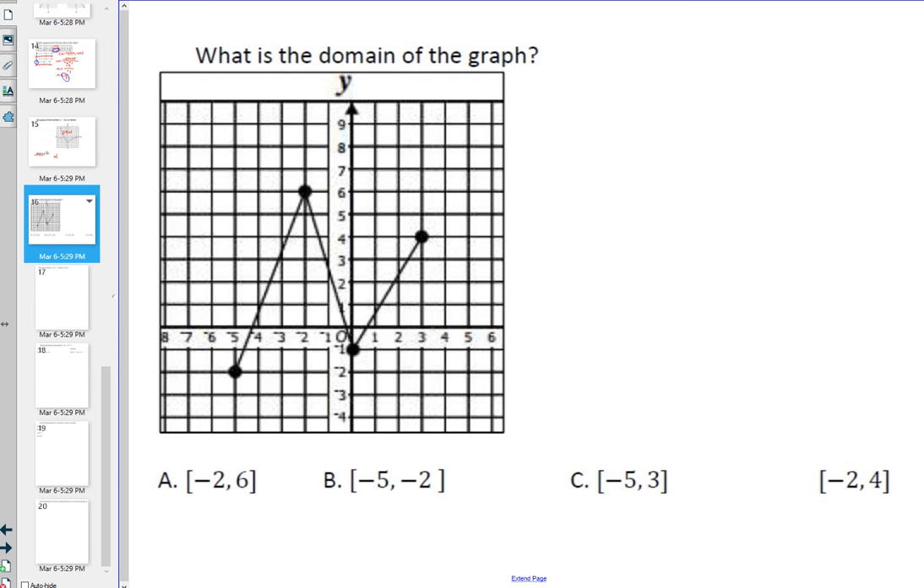So in this case, how far does this go left and how far does this go right? The leftmost point is negative 5. The rightmost point is 3. The purpose of the brackets is just to mean that those boundaries are contained in the graph. That's because they have these solid points there. So which one there says from negative 5 to 3?